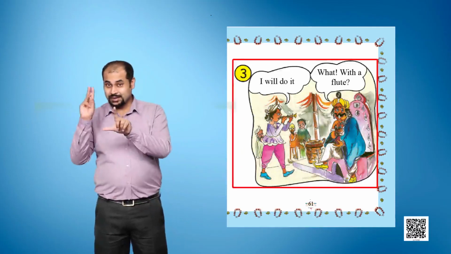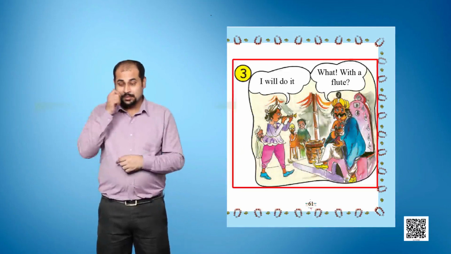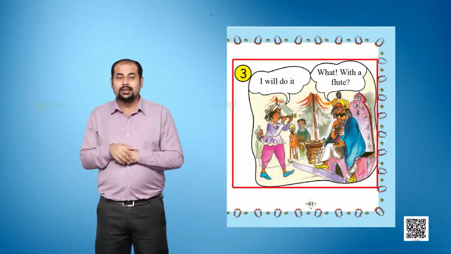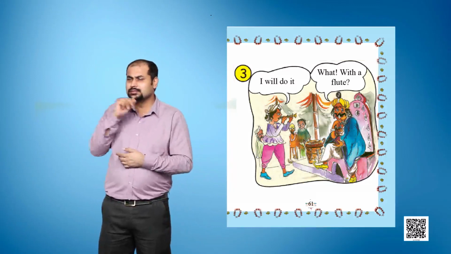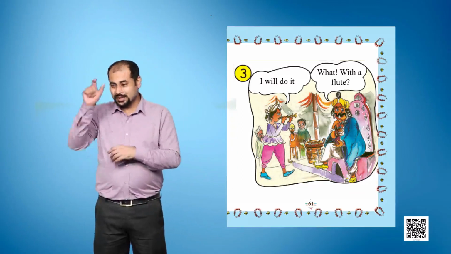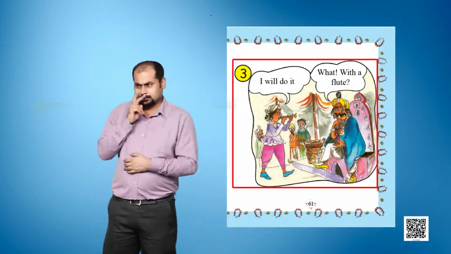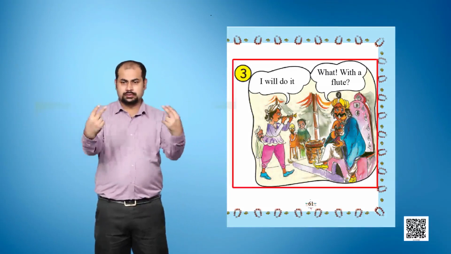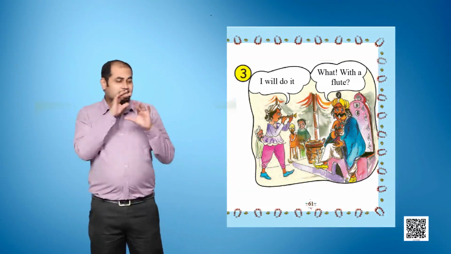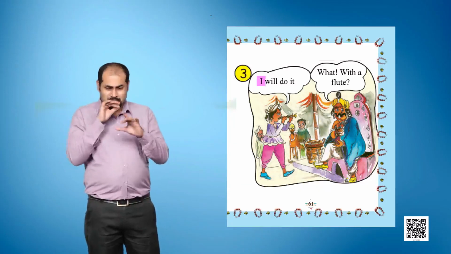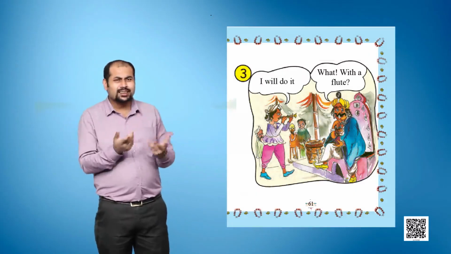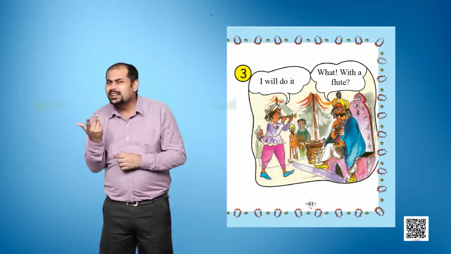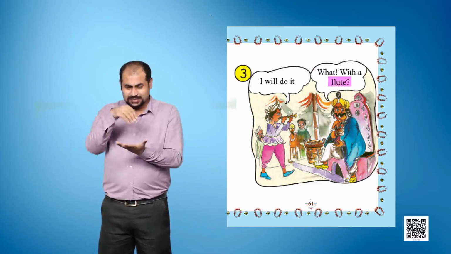Picture 3 shows a young man with a flute in his hands, standing in front of the king, seated on his throne in his court. The flute man is saying, "I will do it." The king questions, "What? With a flute?"